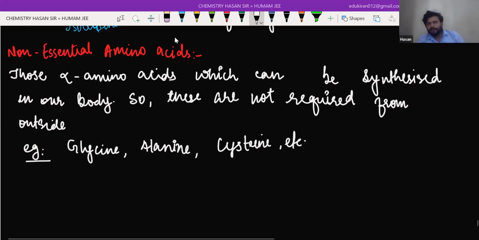So basically, examples are very important. They can directly ask to write an example of essential or non-essential amino acids. Okay.